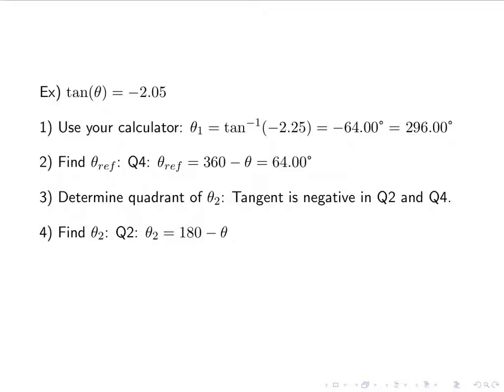So we take our quadrant 2 equation. Theta 2 is 180 minus theta reference, that should be. And we get 180 minus 64 is 116.00 degrees.